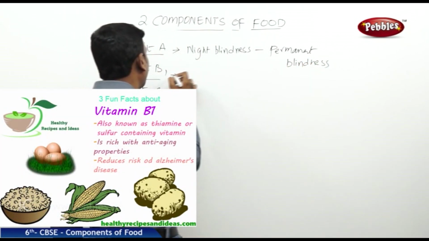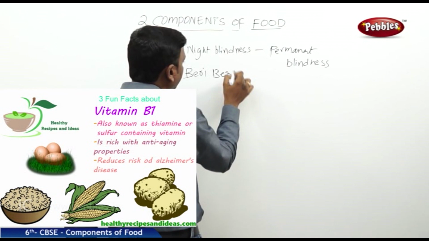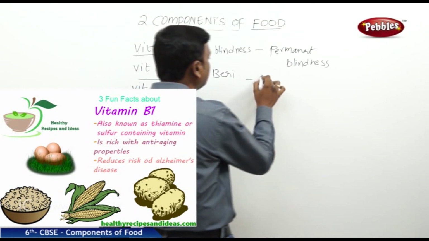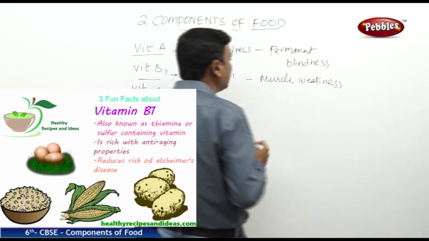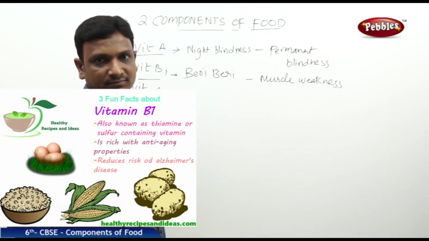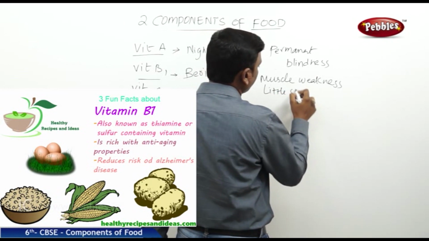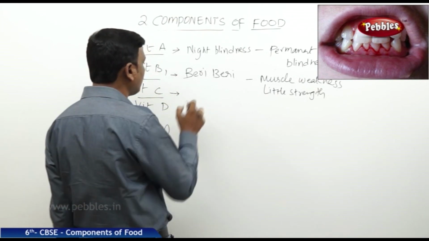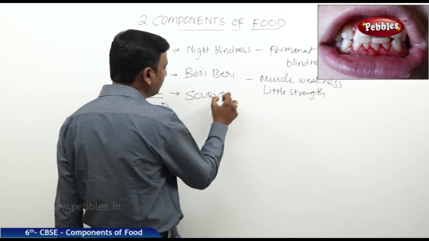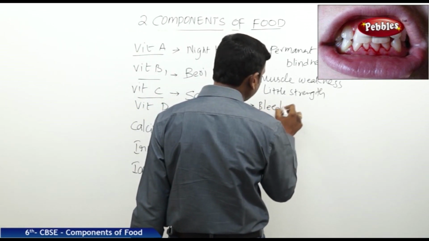The second one is vitamin B1. The deficiency of vitamin B1 causes a disease called beriberi. What is this beriberi? Muscle weakness. Muscles become very weak. They cannot lift any loads or they cannot walk. They have very little strength. The next one, vitamin C. The deficiency of vitamin C leads to a disease called scurvy. What is this scurvy? The scurvy symptoms are bleeding gums.